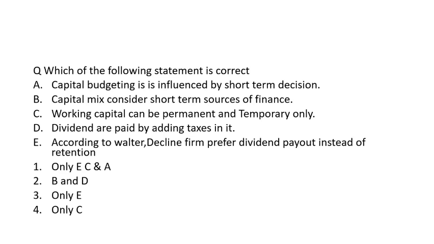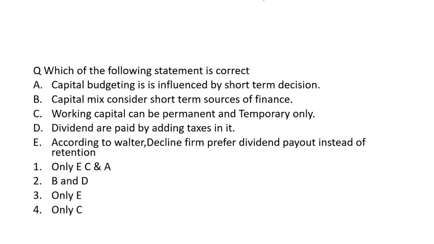Which among the following statements is correct? A: Capital budgeting is influenced by short-term decision. B: Capital mix considers short-term sources of finance. C: Working capital can be permanent and temporary only. D: Dividends are paid by adding taxes in it. E: According to Walter, a declining firm prefers the dividend payout instead of retention. The codes are given: E, C and A, B and D, only E and only C.